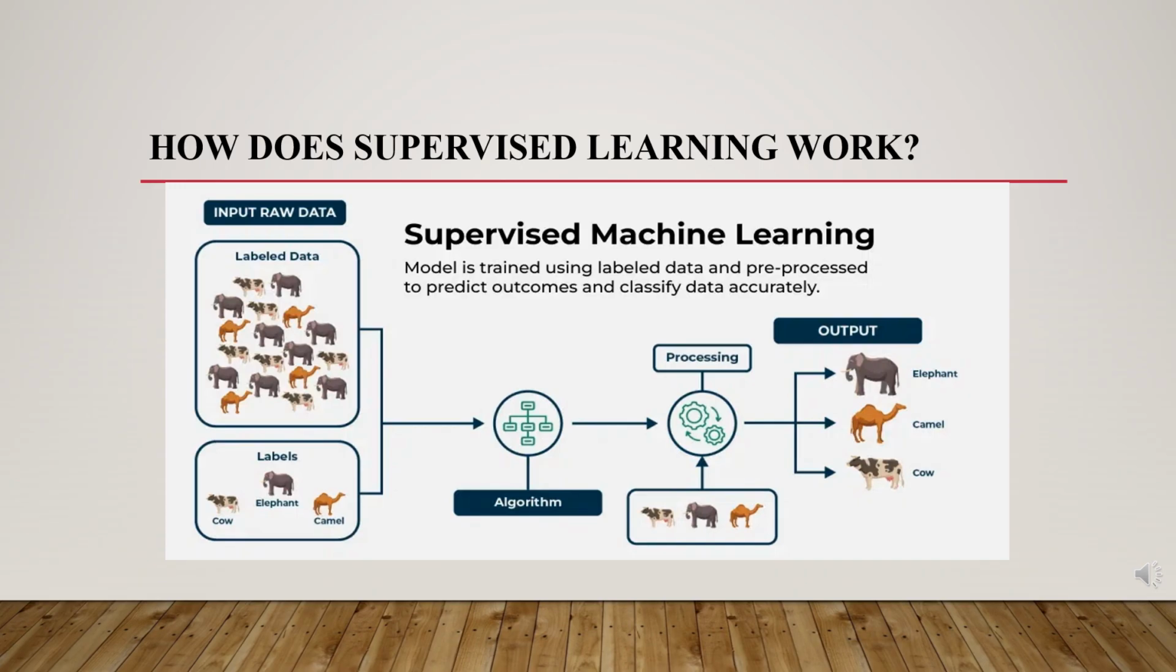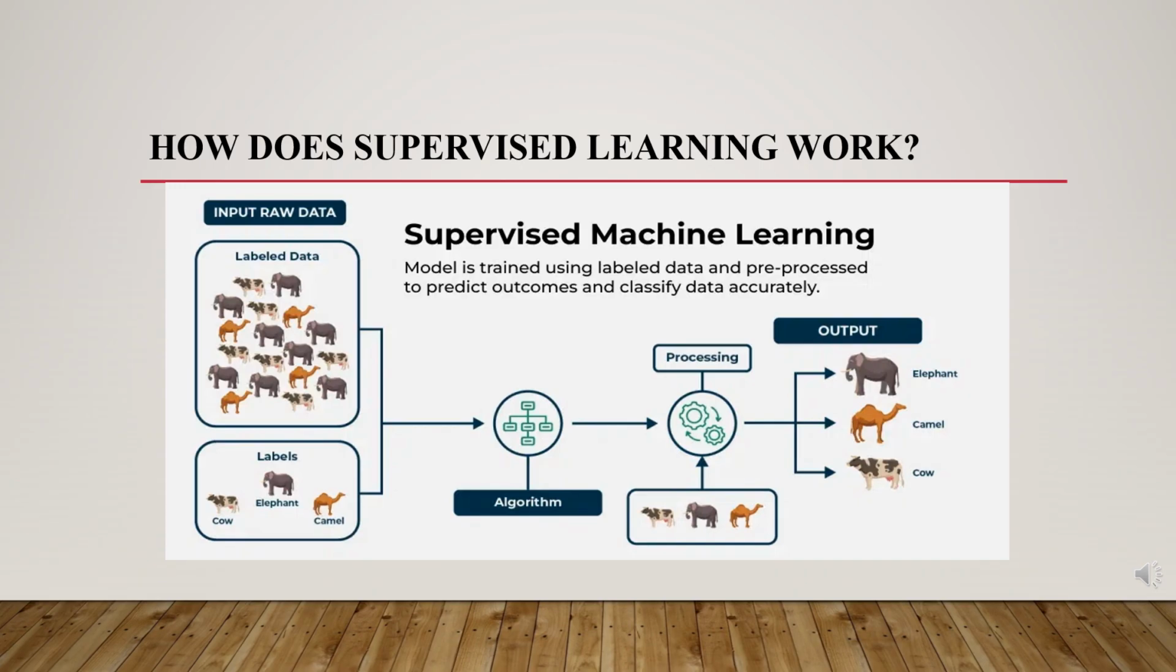Algorithm. The labeled data is then passed into a machine learning algorithm. This could be a decision tree, logistic regression, SVM, etc. The algorithm's job is to learn the relationship between the input features and their correct outputs. For example, it learns big ears and a trunk: elephant; hump on back: camel; spots and horns: cow.